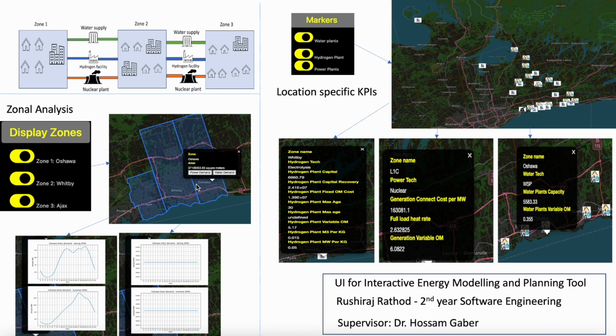So now for the energy infrastructure, we have our focus on water supply, hydrogen facilities, and nuclear power for now. When those toggle switches are turned on, all the possible locations are displayed on the map with specific icons on them, just to differentiate between the different facilities. When each location is selected, it generates the output KPIs, which are important for the energy planners to decide whether the investment for the infrastructure is required or not.